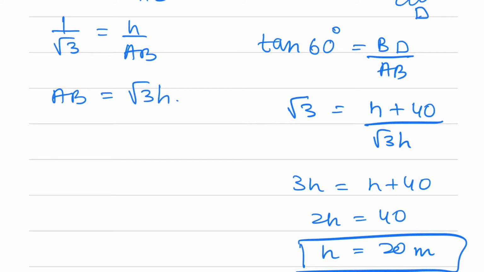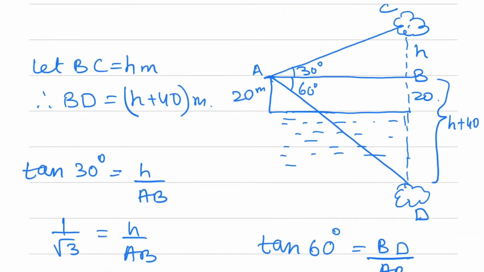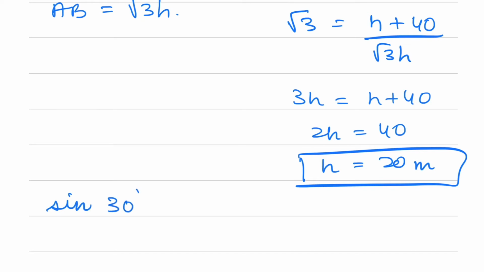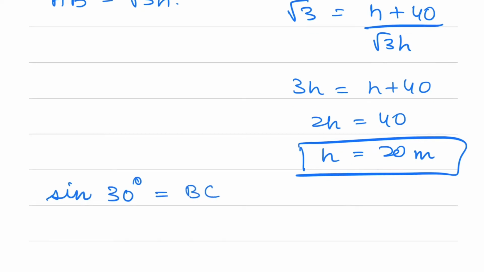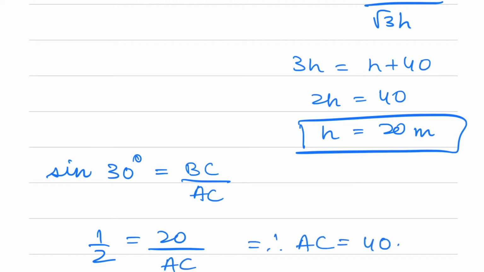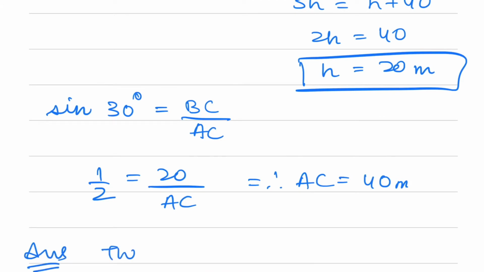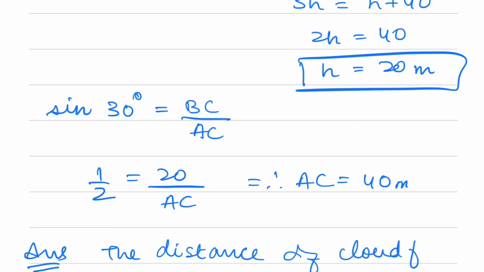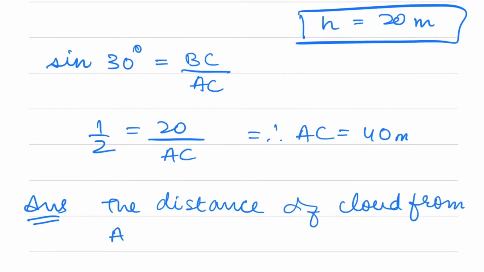Now we have to find AC. So I can say sine 30 degree is equal to BC by AC. So sine 30 degree is half, and BC is equal to height, so that's 20, and AC we have to find out. Therefore AC is equal to 40 meters. So answer, the distance of cloud from A, is equal to 40 meter.